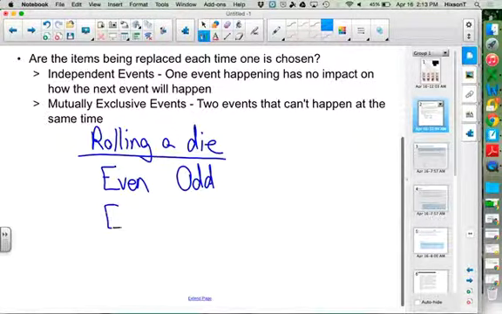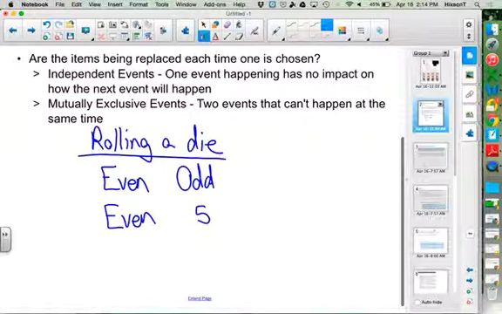What's another thing? I could roll an even number, or roll an odd number. There's a die sold in Target that has three numbers on one side. We couldn't roll an even number and a 5 at the same time.